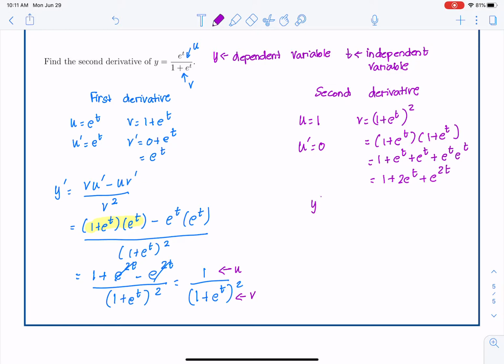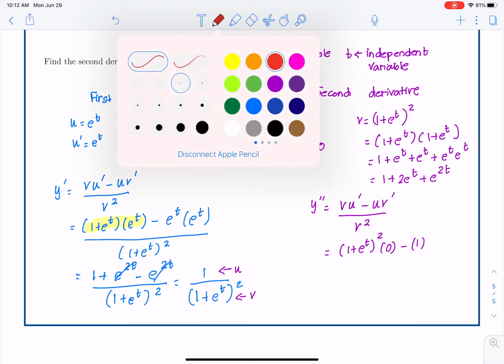So the second derivative is v u prime minus u v prime divided by v squared. So v is 1 plus e raised t squared. U prime is luckily 0. U is simply 1. And we haven't found v prime. So I guess I'll do it here on the side.